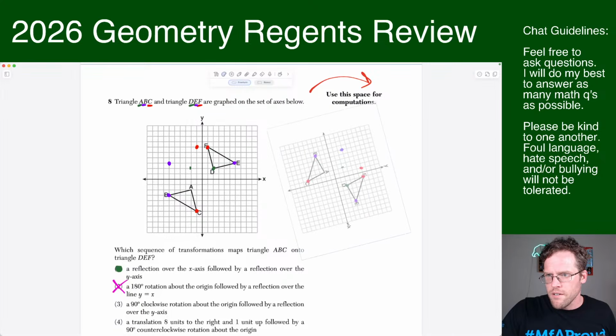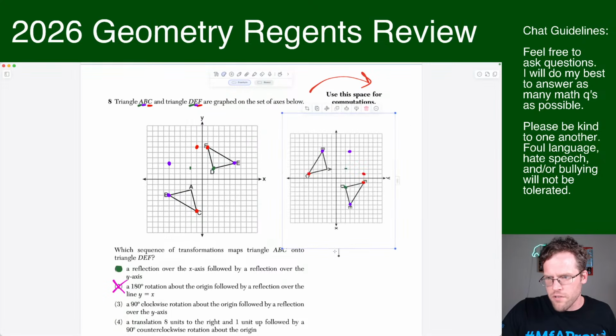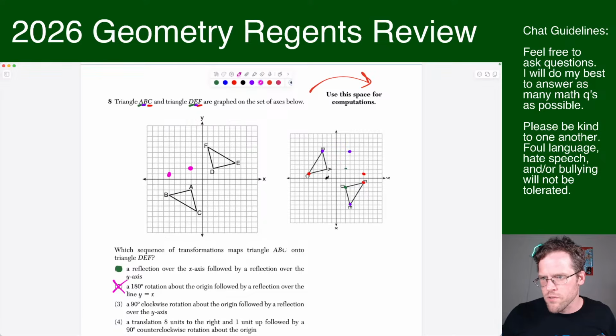So ABC, if I go 90 degrees clockwise, let me get rid of this stuff. A would go to this point. C is at -1, -6, so it would go to -6, 1, 2, 3, 4, 5, 6, and then over here. And then B looks like it would go to -3, 1, 2, 3, and then 1, 2, 3, 4, 5, 6. So it would send us here.